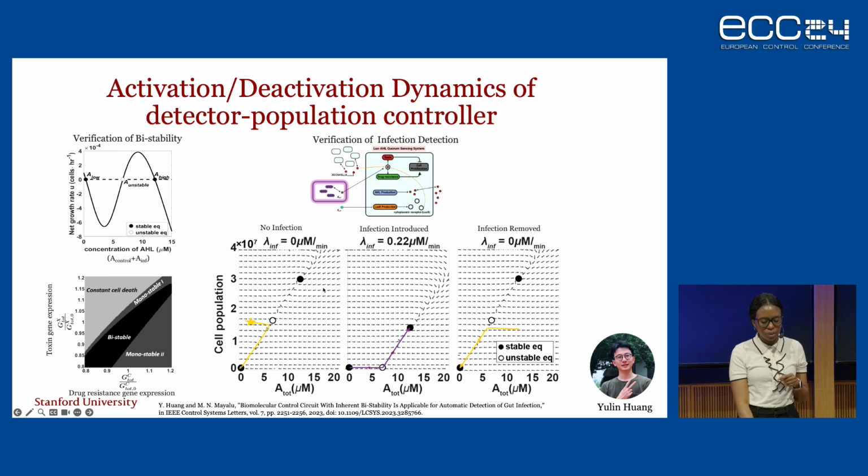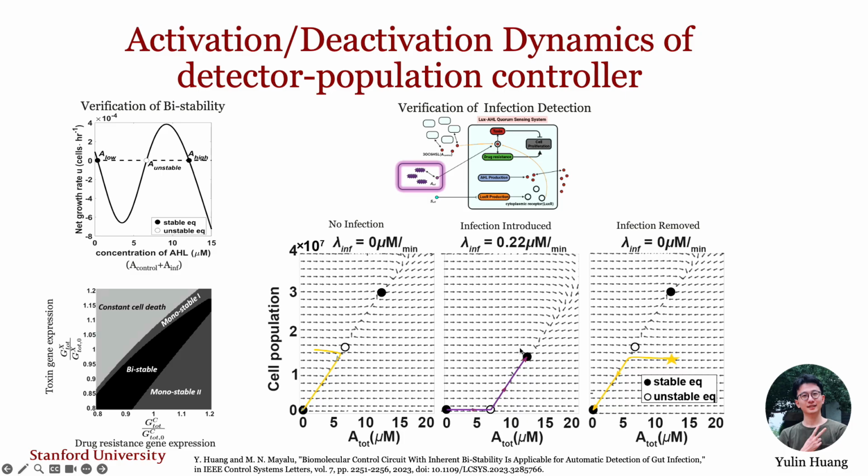In the first plot here, we see that there's no infection signal present, and so the cells converge to the low population level. Then in the middle plot, the infection is introduced, and so the cells respond by expanding, and they go to the high population level. Then when the infection is removed, the cells revert back, and they converge back to the lower level population.